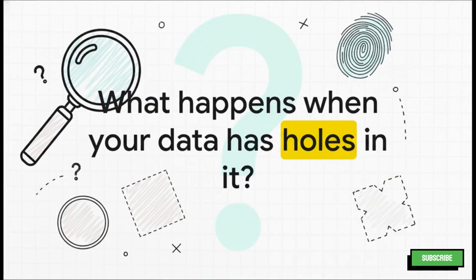Think about it like this. You're a detective at a crime scene, right? But some of the clues are just gone. Or maybe they're smudged. That's exactly what we're dealing with here. So what happens when your data set has these kinds of holes? I mean, how are you supposed to solve the case when you don't have all the evidence?